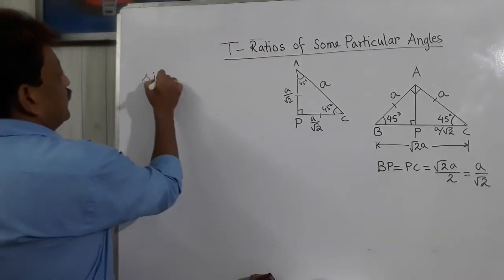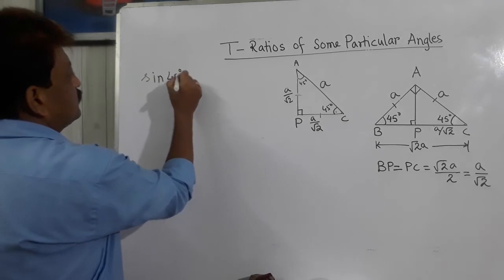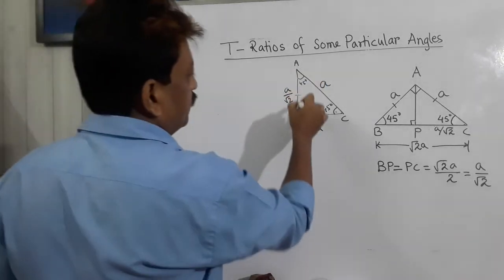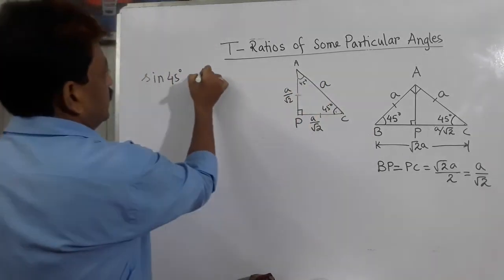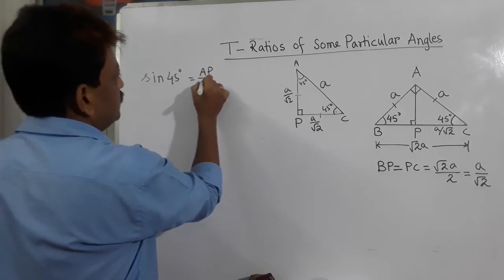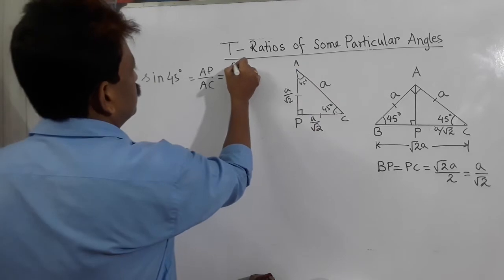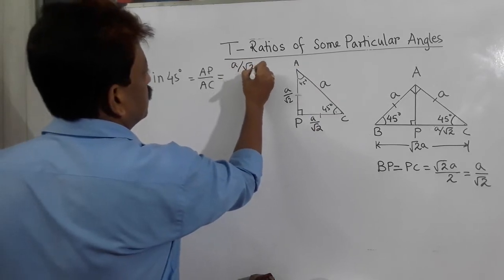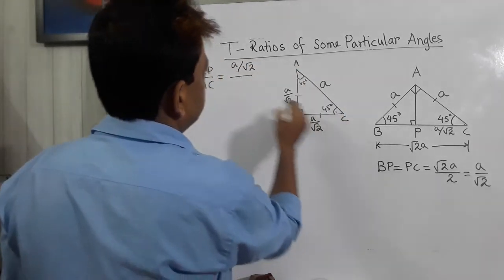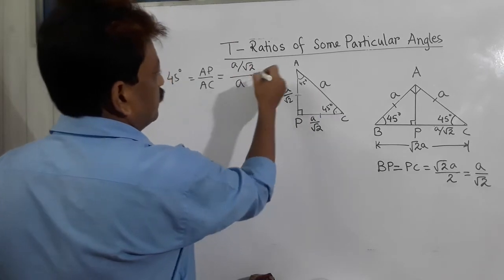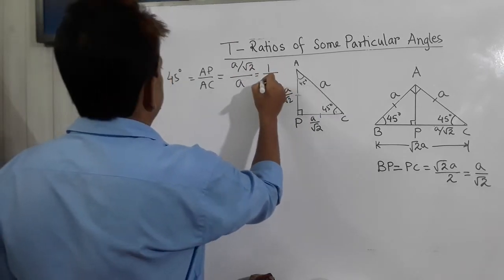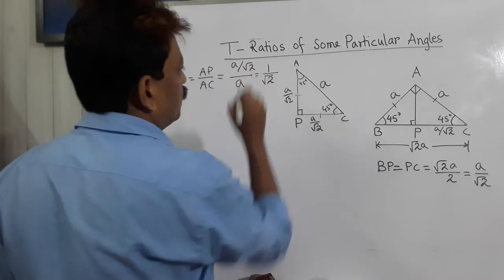So sin 45, sin theta means perpendicular upon hypotenuse, that is AP upon AC. So perpendicular is A upon root 2 and hypotenuse is A. So by calculation we will get sin 45 equals 1 upon root 2.